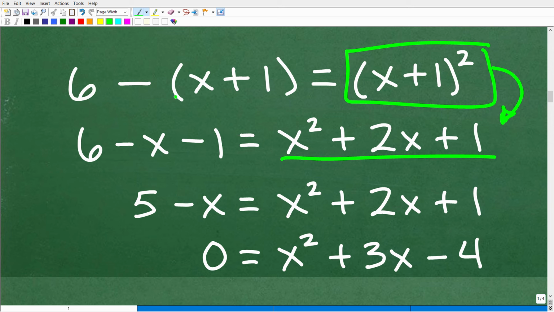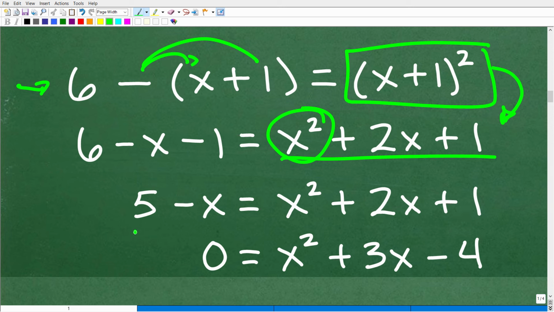Okay, so 6 minus parentheses x plus 1. Now we have to distribute this -1, so that's going to be negative x, and that's going to be a -1, right? This part right here gets a lot of students in trouble. Okay, so at this point, what are we dealing with? Well, I have an x squared situation, so now I have a quadratic equation. So what I want to do here is set this entire equation equal to 0, put this in what we call standard form, and because I have x squared, 2x, and 1 over here, I'm just going to move these terms over to this side and set this thing equal to 0.